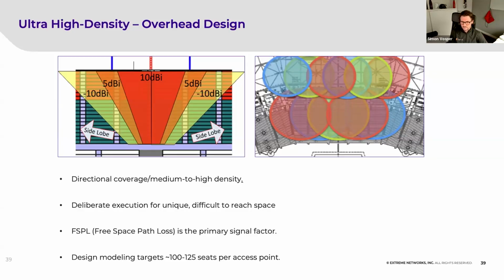Overhead access points: directional, kind of overlapping. We're aiming with the overhead model, because of the side lobes of the directional access points, and how we fire them down, and the distances at which we fire them down. The design modeling targets are around 100 to 125 seats per access point. So when you're doing these ultra high density designs, it's really important to, as best you can, and I know it's not easy, try to understand what the concurrency is going to be. How many people do you expect to actually connect to the wireless network?